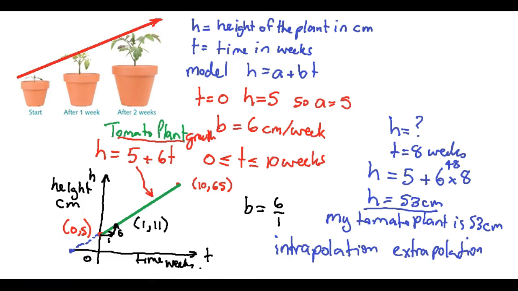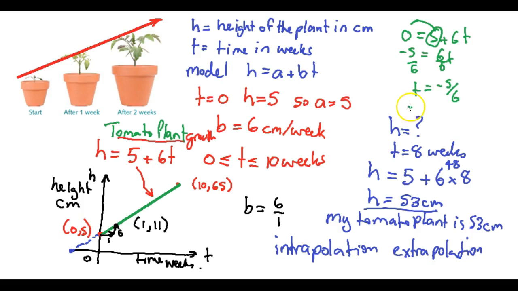In fact, let's do that little bit of working out here. If h is 0, 0 equals 5 plus 6t. Change the side, change the sign. So if I move that 5 across, it becomes -5, and divide everything by 6. So the prediction would be less than a week ago, minus 5/6 of a week ago, or 5/6 of a week ago, my plant was a seed.